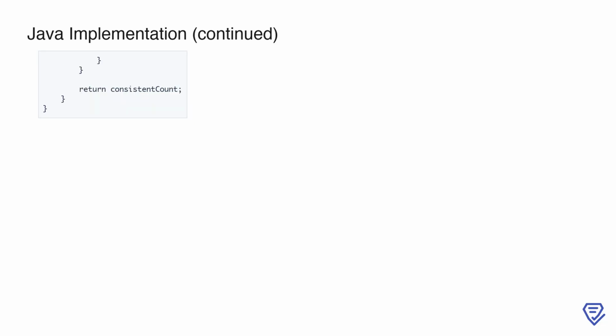Once the inner loop completes, we check the value of is_consistent. If it remains true, meaning all characters in the word were found in the allowed set, we increment the consistent count by 1. After processing all the words in the array, the method returns the value of consistent count, which represents the total number of consistent strings.